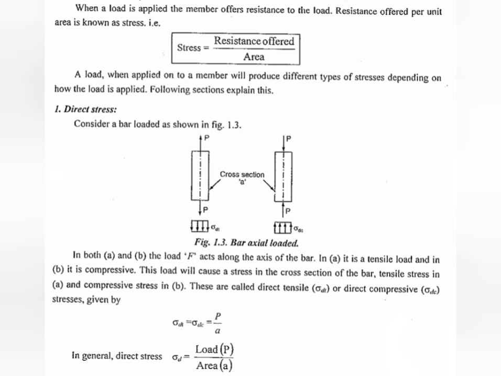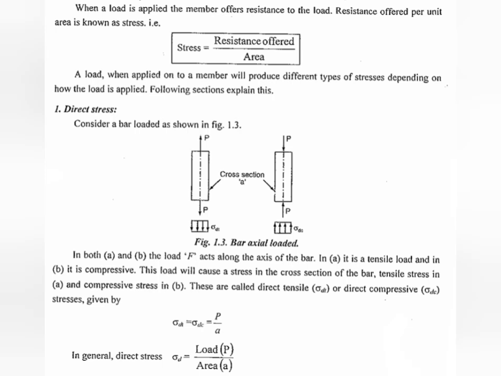Suppose we have a rigid body and a 5 kilonewton force is applied. An equivalent force of the same magnitude but opposite sign will oppose that applied load. So the resistance offered will equal the applied load. When load is applied, the member offers a resisting load of the same magnitude but opposite direction. So stress is simply the resistance offered by area. Okay, that is the basic definition and equation of stress.